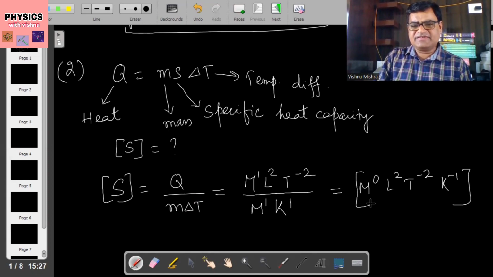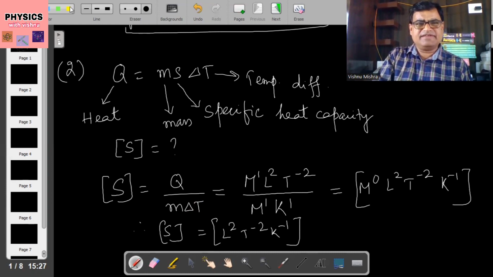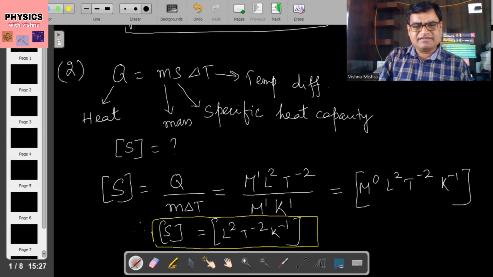This is the dimension of S. Therefore, S dimension is L2, T minus 2, K minus 1. This is the dimension of S, and this is the answer here. Clear? These are known as formula-based dimension. Formula will be given to you and one dimension will be asked.